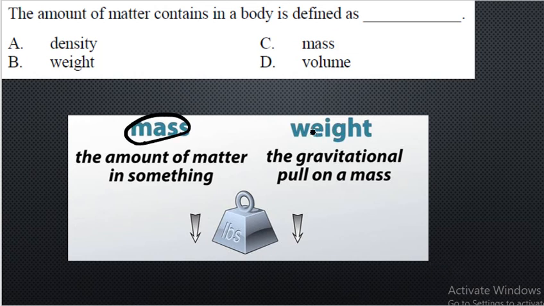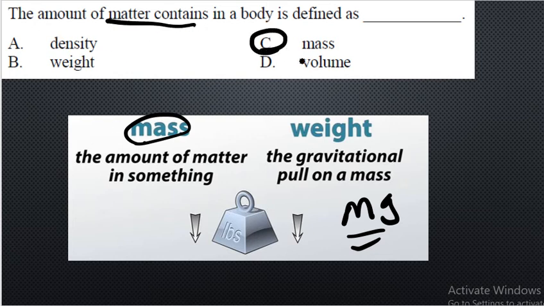But weight is a force, a downward force. That's mg. Mass times gravity will give you the weight. But most commonly, students consider weight and mass to be the same, but they are not the same. So anyways, this question is a definition, so the answer will be mass. So the amount of matter contained in a body is mass.